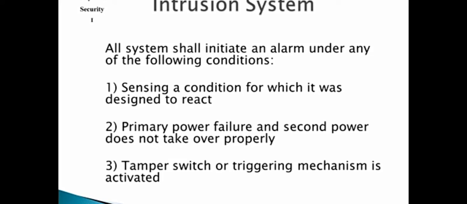The other thing is a tamper switch or a triggering mechanism is activated. Now, a tamper switch can be anything from an accelerometer put on your fence line that senses motion of the fence line, or if you cut the chain link on the fence and there's a microcurrent going through it, it'll sense it and trigger the alarm mechanism.